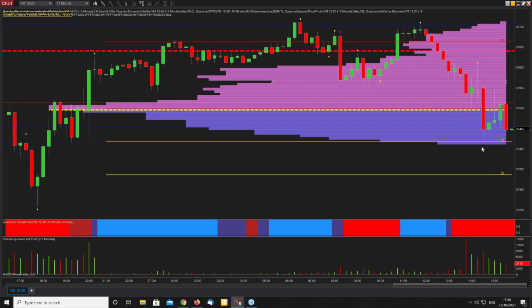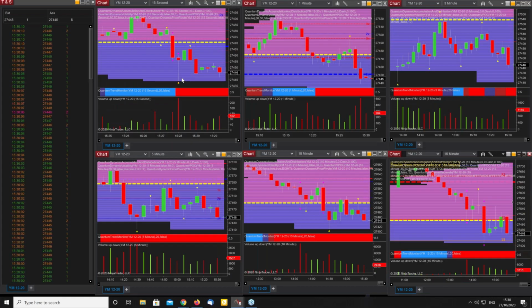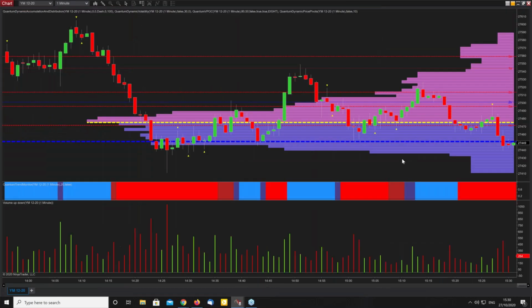What's our level going to be? Well, we want to clear this level here below the bottom of this particular candle and then start moving lower. So that's what we're looking for in terms of the 15-minute. If you're up on the 15-second, over onto the 1 minute. Let's pop the 1 minute up and go through them.